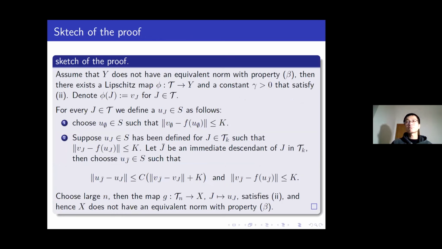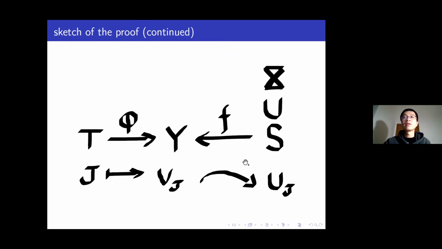The proof is the same idea as that in the coarse Lipschitz embedding. Again, you assume that Y doesn't have an equivalent property beta, and you use the metric characterization theorem. You find a partial Lipschitz embedding phi from the countably branching tree into Y. For simplicity, I denote the image of every vertex j to be v_j.